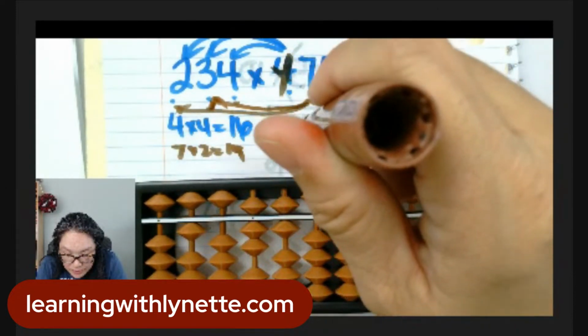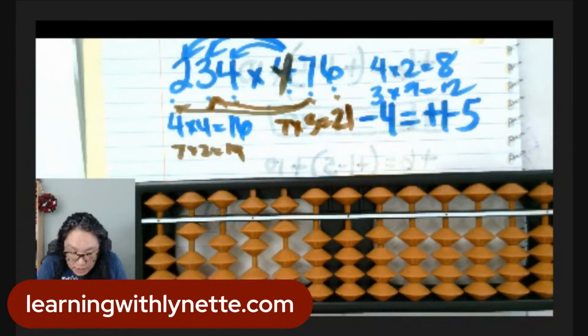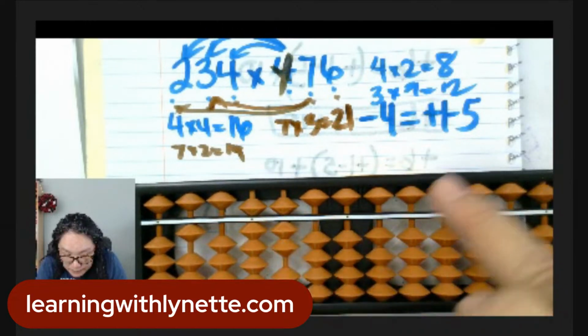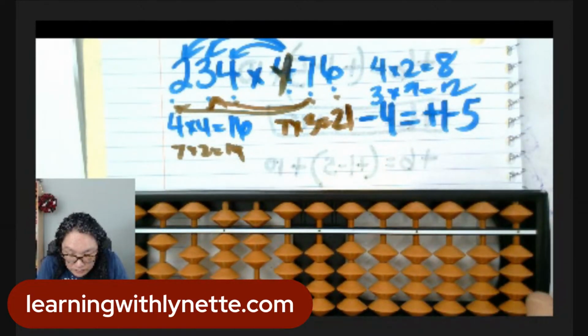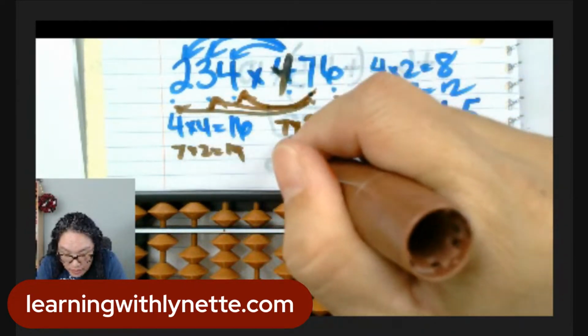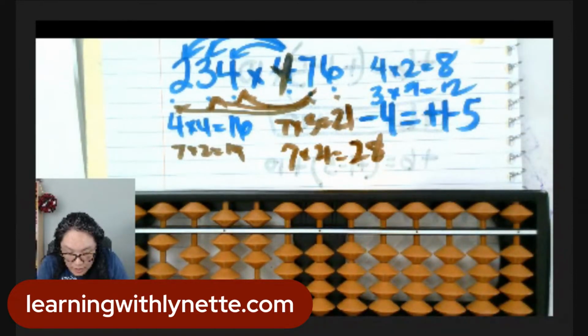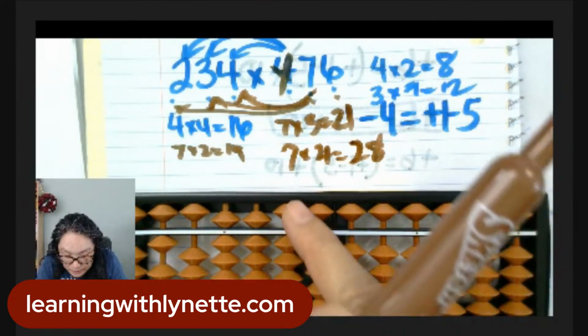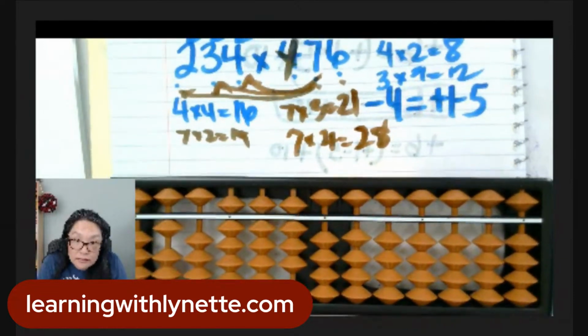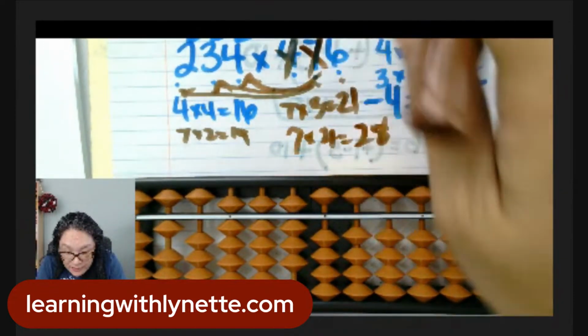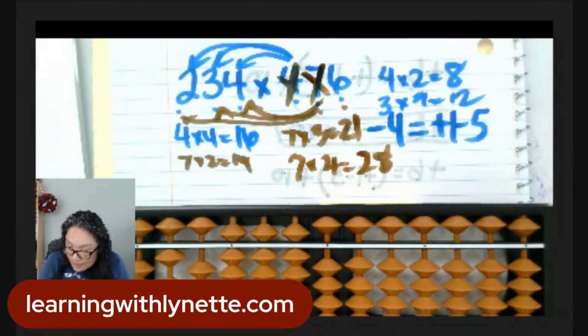7 times 3 is 21. Add my 2, add my 1. 7 times 4 is 28. I add 2 and add my 8. We're done with 7. Now we're going to 6.